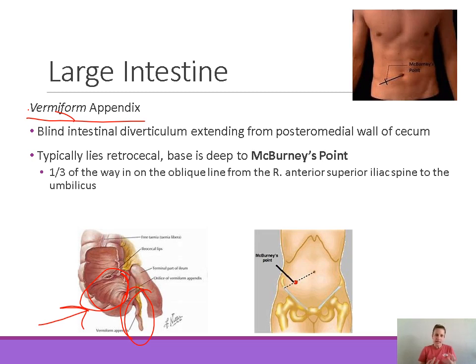So the appendix is a blind intestinal diverticulum. Remember, a diverticulum is just a pouch, like a little outcropping. So there's a blind, meaning a dead end, intestinal pouch that extends from the posteromedial wall of the cecum. This hangs down from the cecum just inferior to the ileocecal junction in the lower right quadrant of the abdomen.